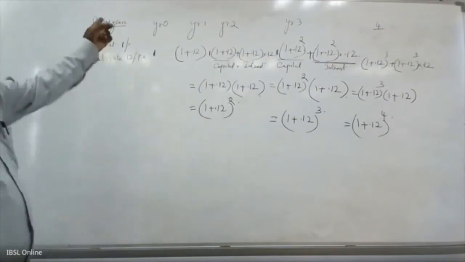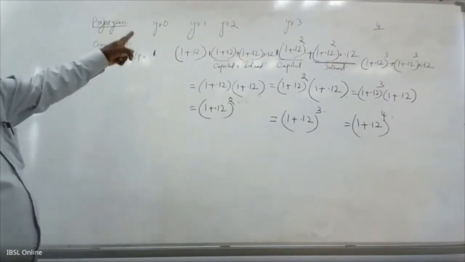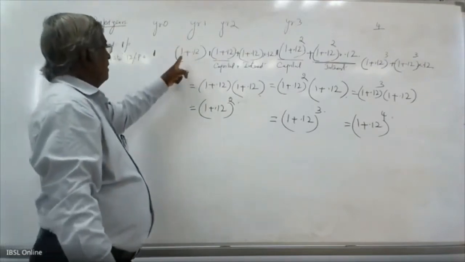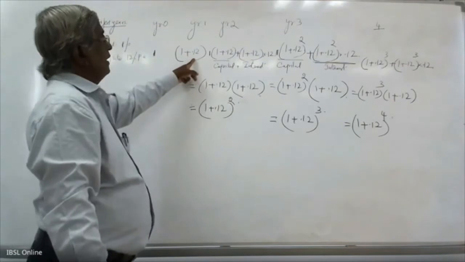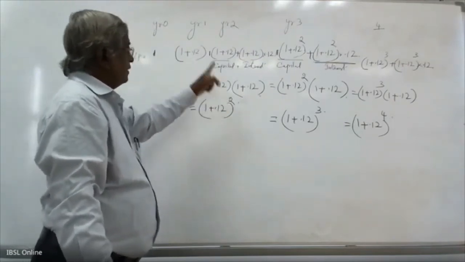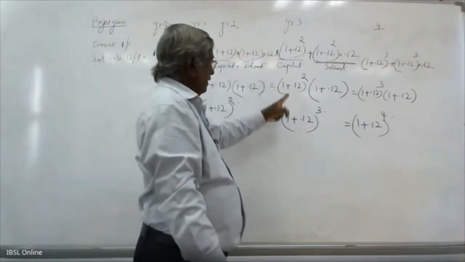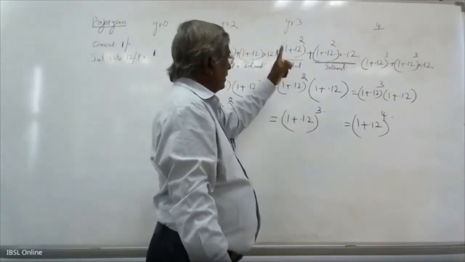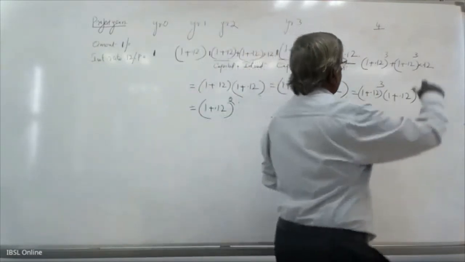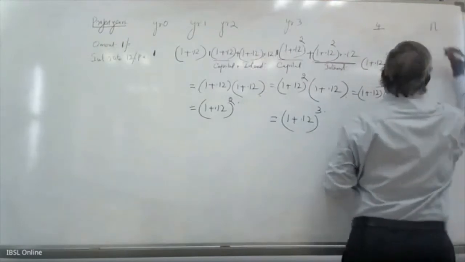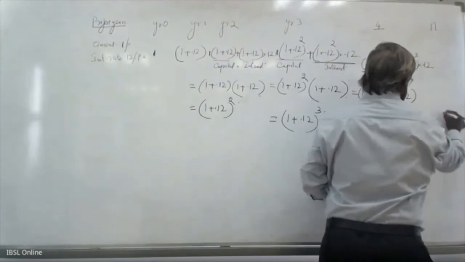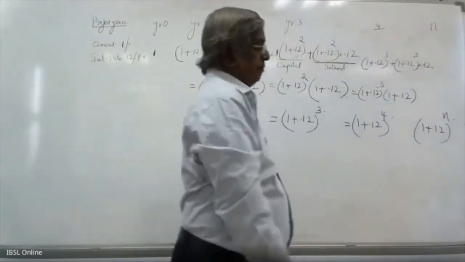So in the year 1, it will be 1 plus 0.12, the value of money. In the year 2, it will be 1 plus 0.12 to the power 2. In the year 3, 1 plus 0.12 to the power 3. In the 4th year, 1 plus 0.12 to the power 4. If it is the nth year, then 1 plus 0.12 to the power n, where n is the number of years.